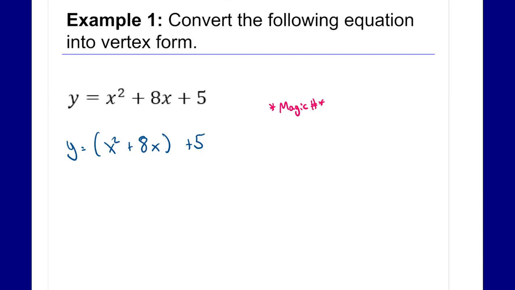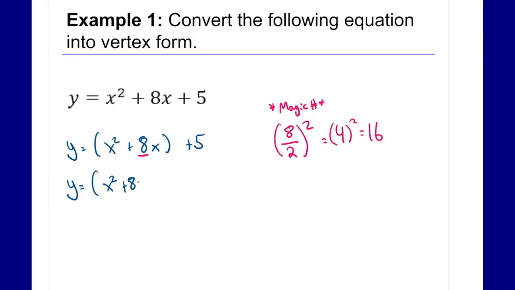So to find that magic number, we take the second term in the bracket, this 8. We're going to divide it by 2, and then we're going to square it. So 8 divided by 2 is 4. 4 squared is 16. Once we find this magic number, we are going to add and subtract it after that last term in the brackets. So that 8x stays there, and then we have plus 16 and minus 16. We still have the plus 5 on the outside.